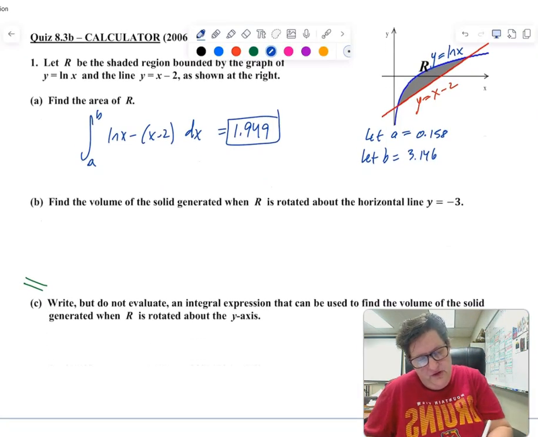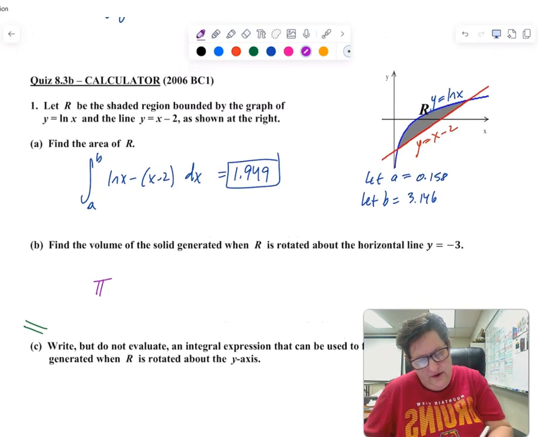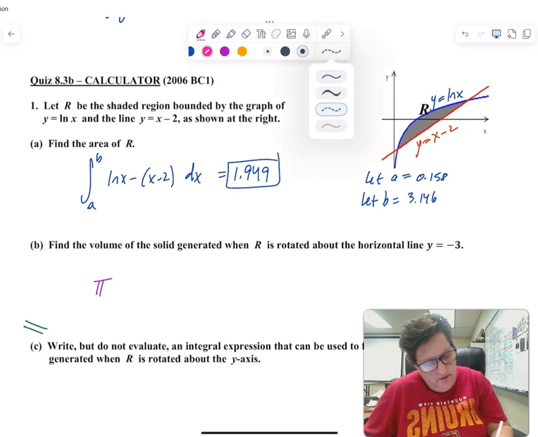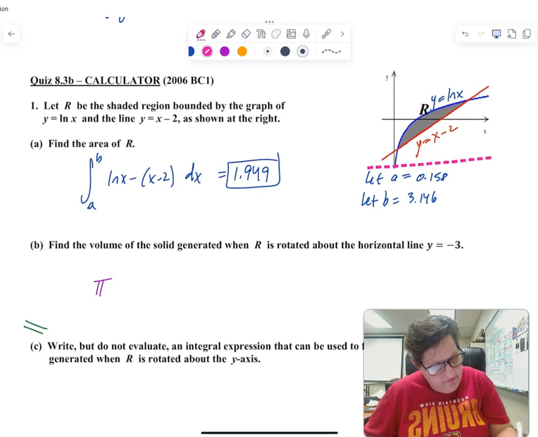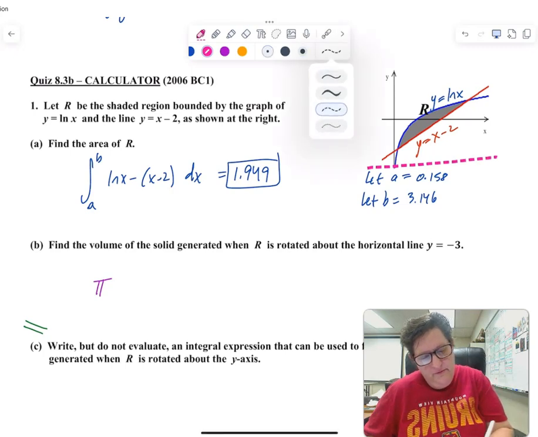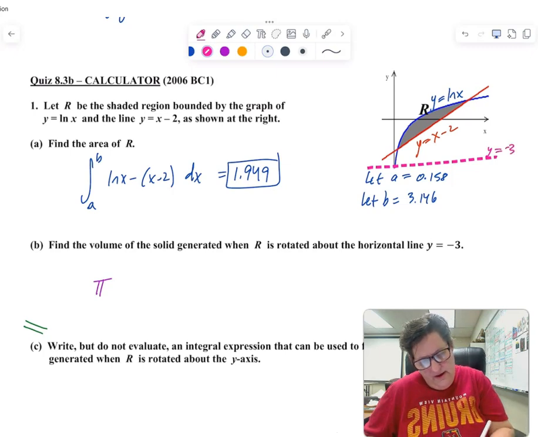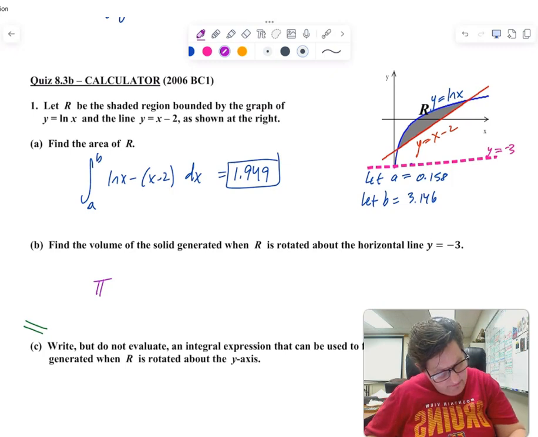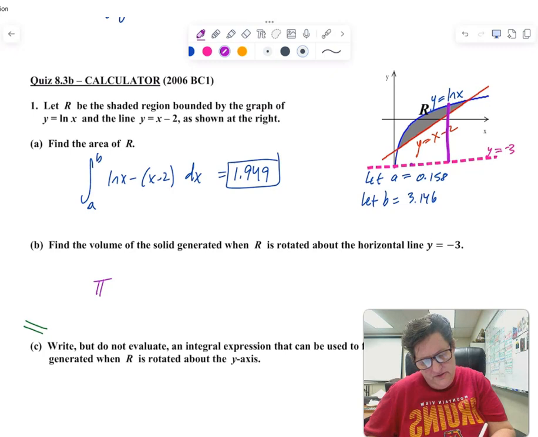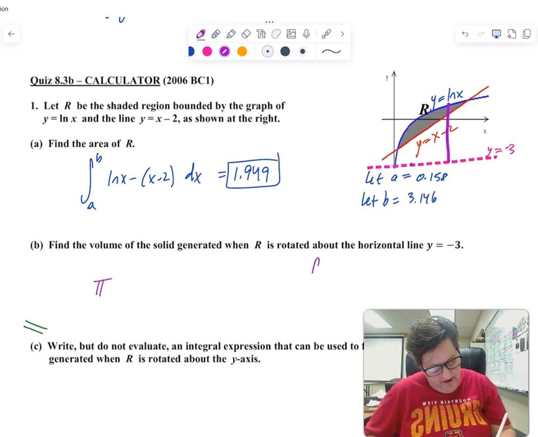Find the volume of the solid generated when R is rotated around the horizontal line, y is -3. Okay, let me draw that. So -3 is like down below both of those. Okay, so let's see here. The outer radius goes to there, so it's 3 plus ln of x. So outer radius is 3 plus ln of x.